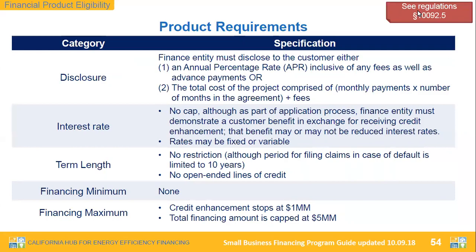Okay, next I'm going to go on to the product requirements. And our product requirements are pretty minimal. The most significant one for the finance companies is disclosure. We want the customer to either get to know what their annual percentage rate is going to be, inclusive of fees or advance payments, or the total cost of the project comprised of monthly payments times number of months plus fees. This is, again, we're looking for some product parity.